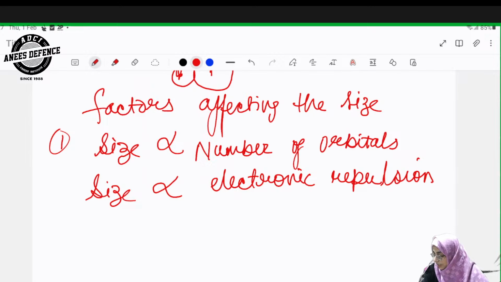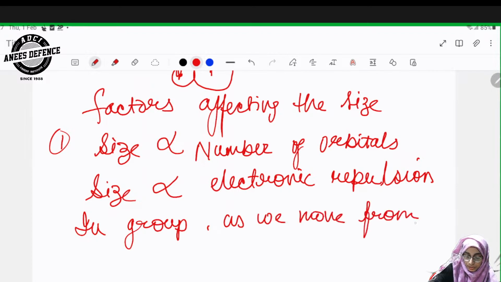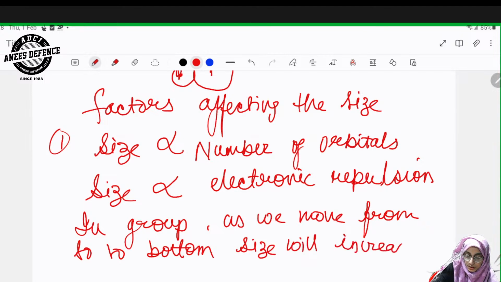Now what happens in a period? As we move from left to right, size reduces. In a group, as we move from top to bottom, size will increase. Obviously, because the number of shells and orbitals increases.